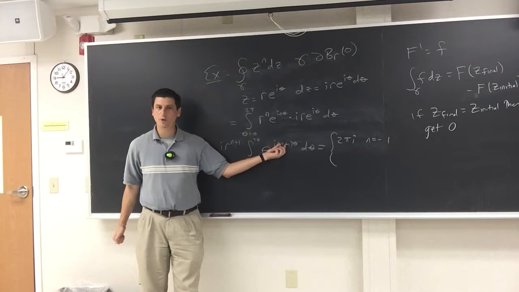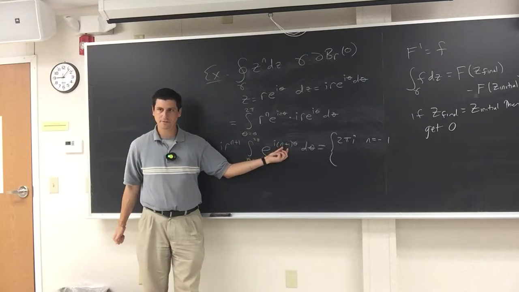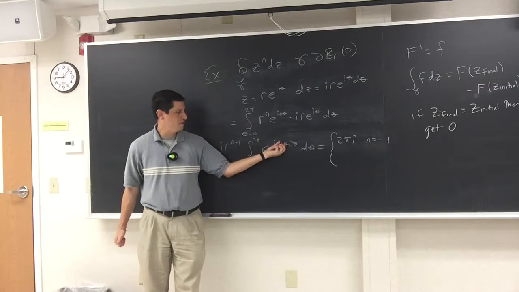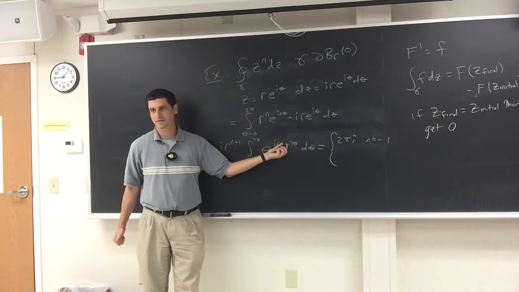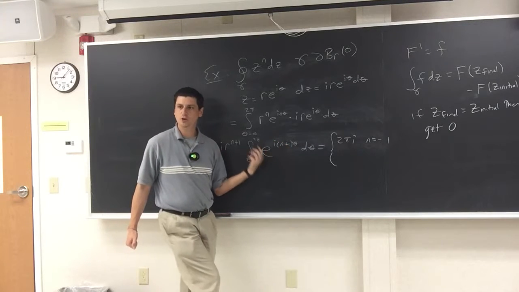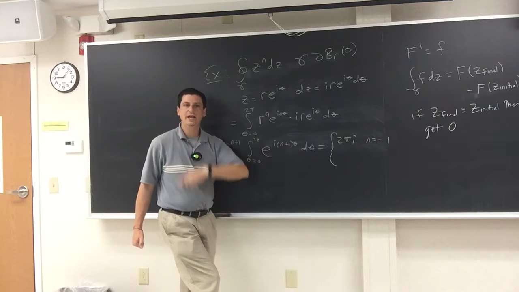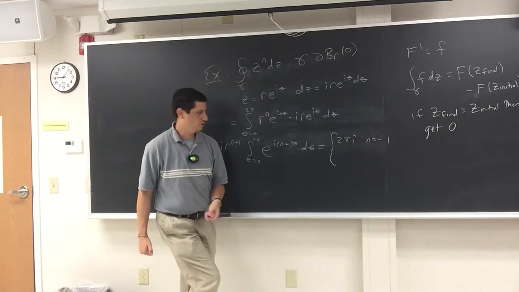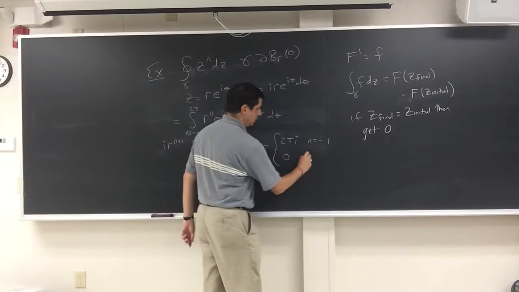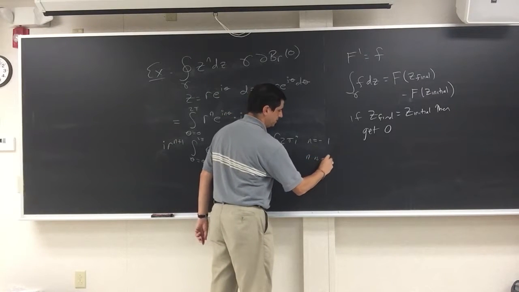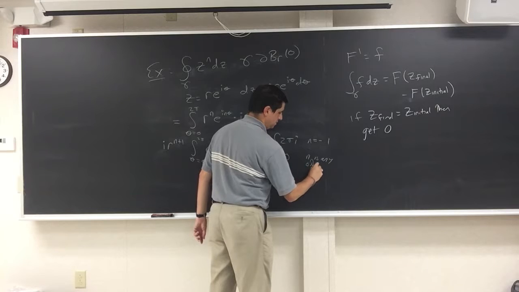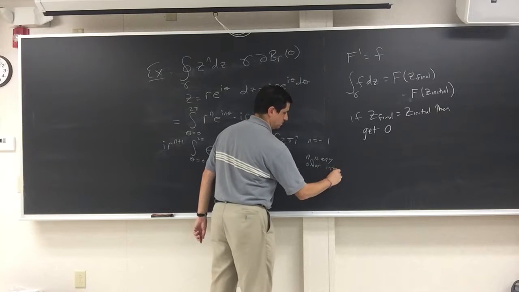If n is not -1, if it's any other integer, then I'll have like e to the maybe 4i theta. And then when you write that out, I'll have cosine 4 theta plus i sine 4 theta. And since I'm going through an integral number of periods, it will be 0. So I get 0 if n is any other integer.